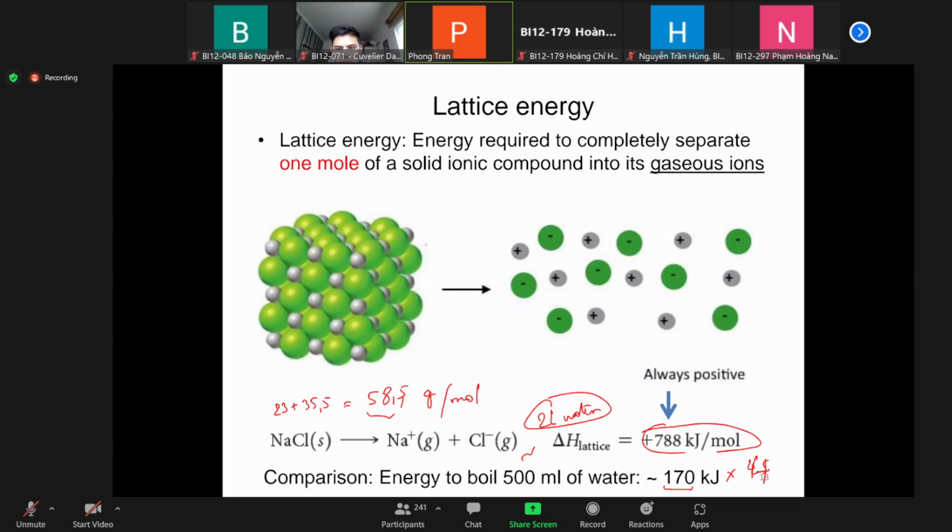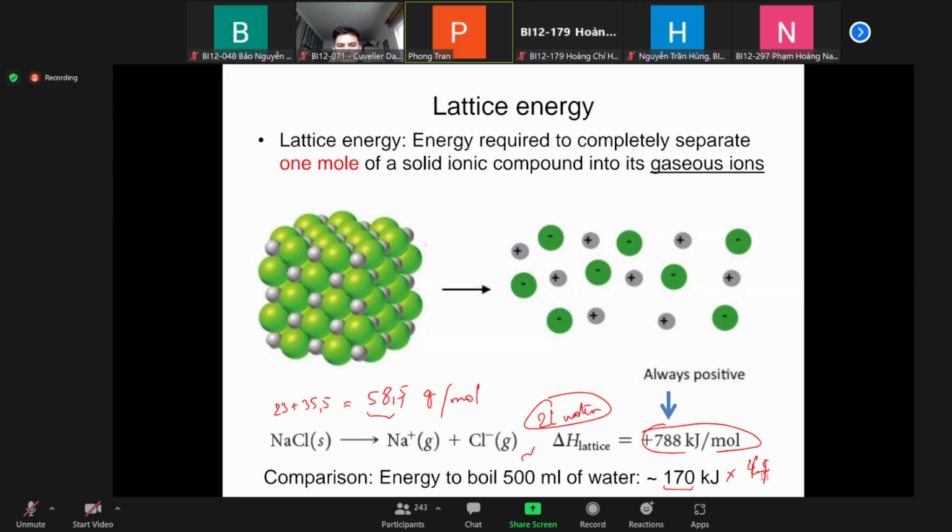So if you want to break the bonding inside 1 mole of sodium chloride, that means 58.5 grams, you need to put in a huge amount of energy, equal to the amount of energy you require to boil 2 liters of water. That's a huge amount of energy. Be careful. At the same time, if you pick up 60 grams of sodium chloride and put it in water, you can dissolve it easily. You don't need to heat it.